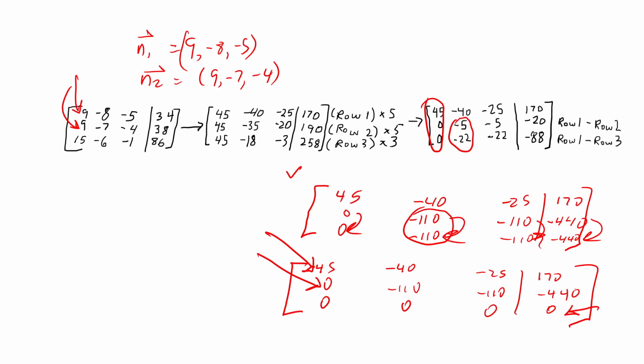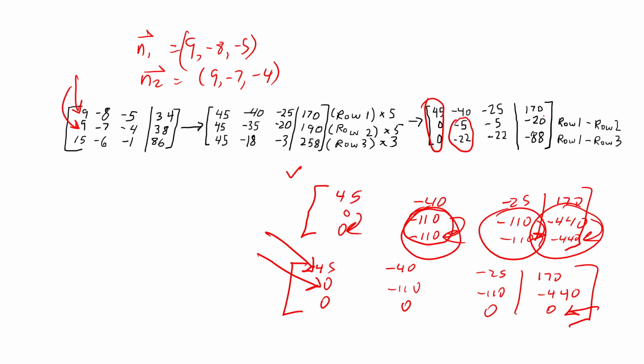What it actually means, because none of our normals were parallel, is that that last row of all zeros means that there are an infinite number of solutions. Now, the reason I did it in red here is because we're going to redo this again in a second, but we're not going to do it in such a way that the numbers get bigger, like negative 110 and negative 440. We're going to do it in such a way that the numbers get smaller.